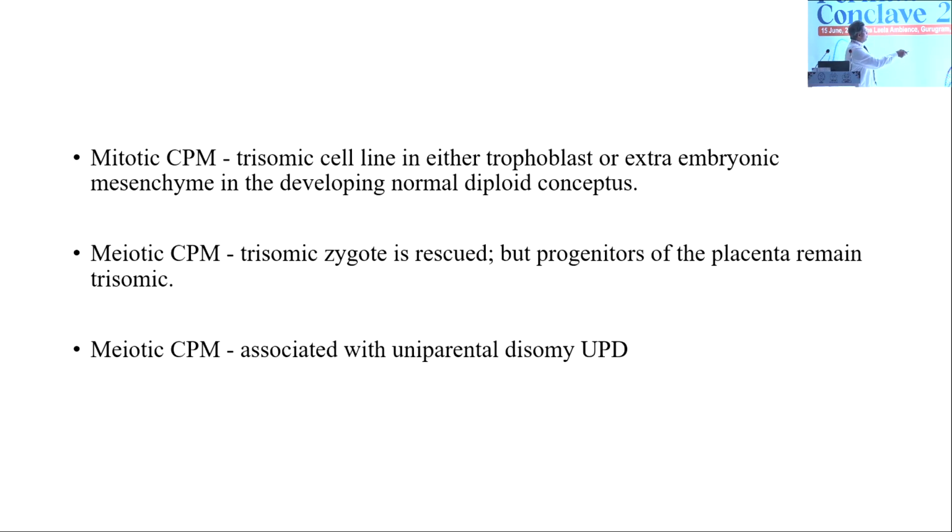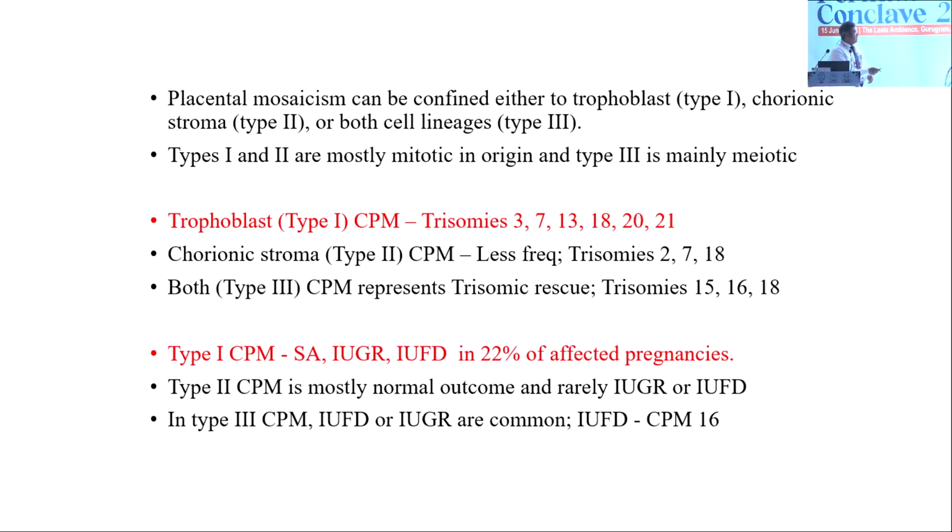Now, as I've told you, mitotic CPM can be in all three. We can have it in the trophoblast, in the extra-embryonic coelom, and in the baby also. In meiotic, what happens? The trisomy rescue is there, but it is having a UPD, right? So why this is important is that we can have a CPM of three varieties. CPM 1 and 2 are usually mitotic, and 3 is meiotic.